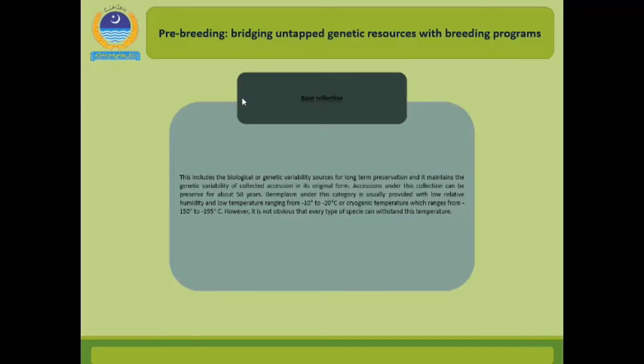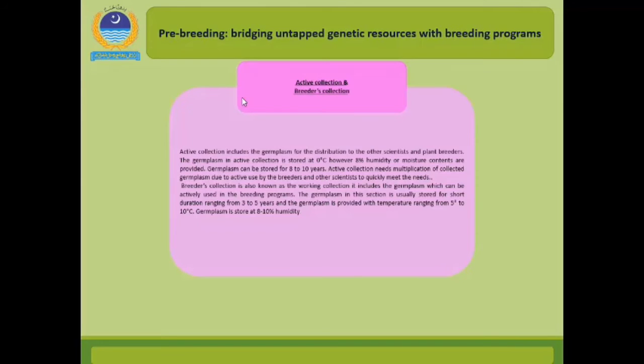Here is the base collection first. Base collection includes accessions which are stored for a long duration, and can be preserved for more than 50 years. It is provided with a temperature which varies from minus 10 degrees centigrade to minus 20 degrees centigrade, or sometimes minus 150 degrees centigrade to minus 195 degrees centigrade, with low relative humidity.